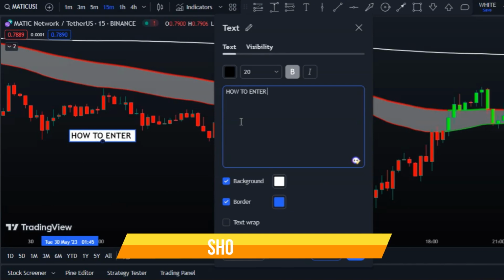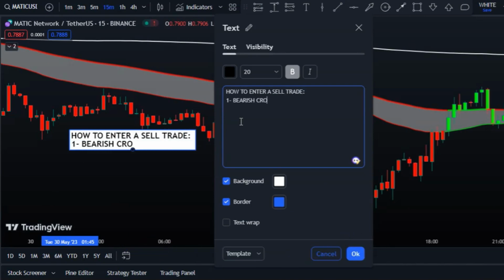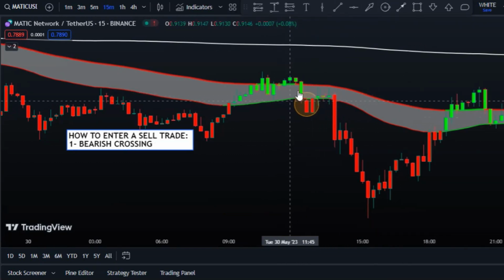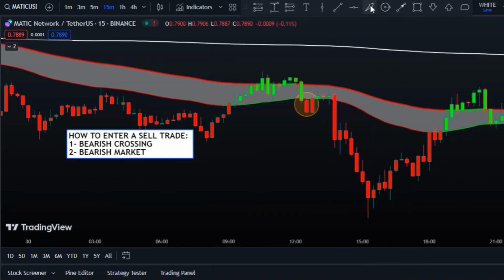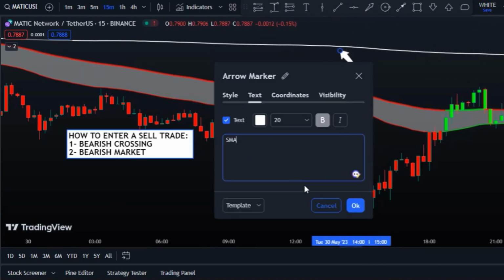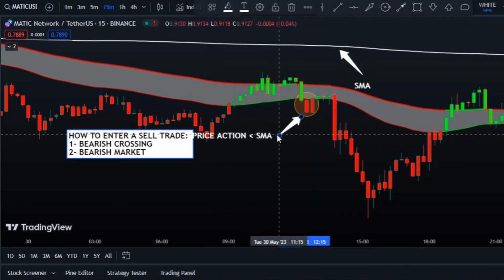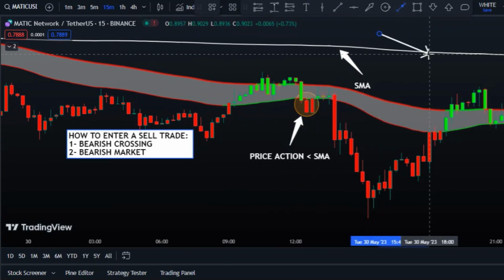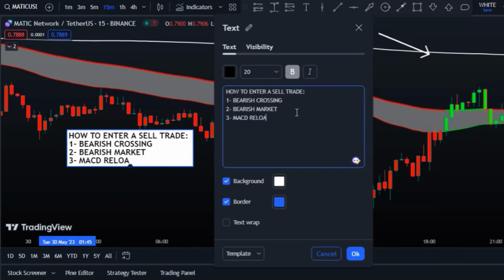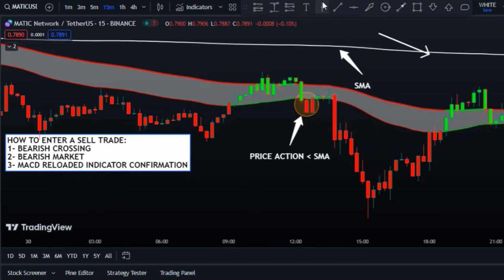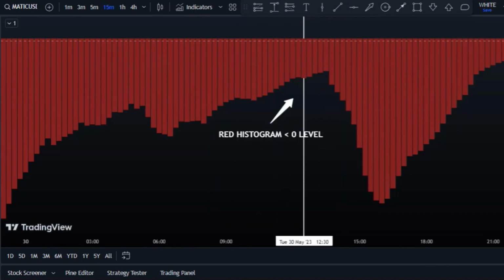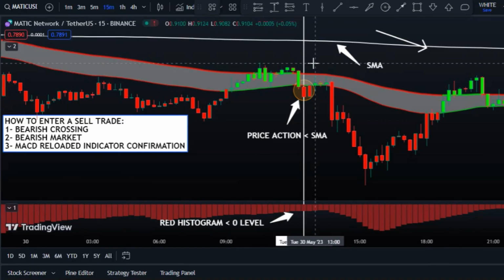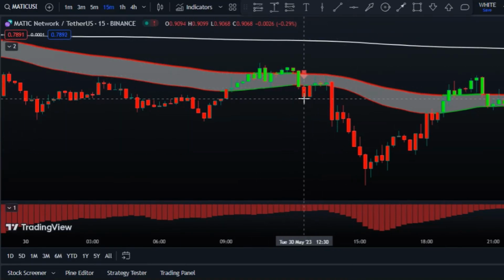And to enter a sell trade, we have to wait for a bearish crossing to happen. After that, the signal needs confirmation in two steps. First, the trend in the higher time frame needs to be downward, meaning we make sure the price is below the 300 SMA. And in the next step, a MACD reloaded oscillator has to confirm the signal with a red histogram. Once those conditions are met, the signal is confirmed, so we can now enter a short position.